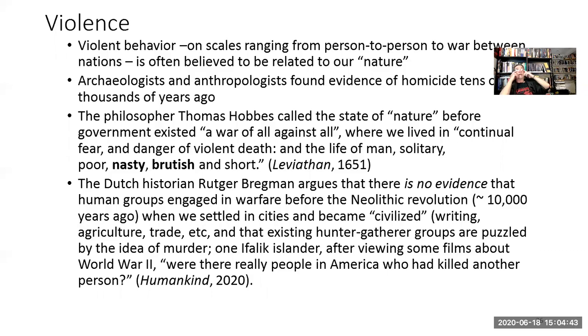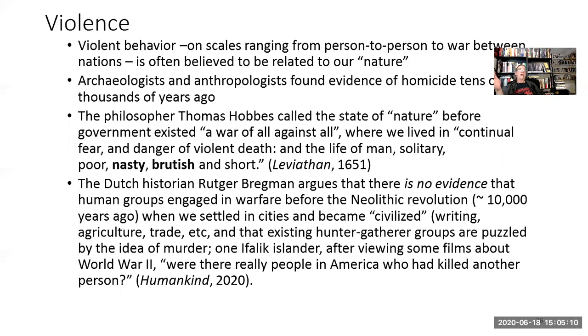It had almost been universally accepted, based upon findings of anthropologists and archaeologists, that humans have been violent since the beginnings. They would find skulls 30, 40,000 years old that appear to have damage showing that they had been hit with a heavy object. There had been some sort of a murder or a war.